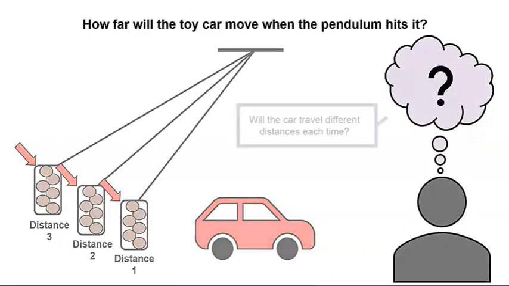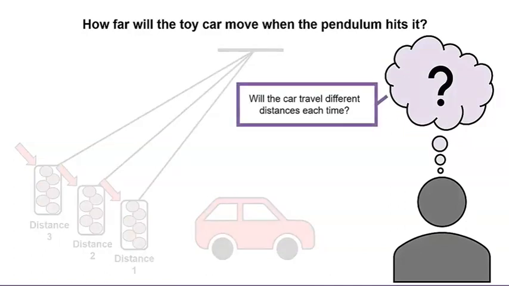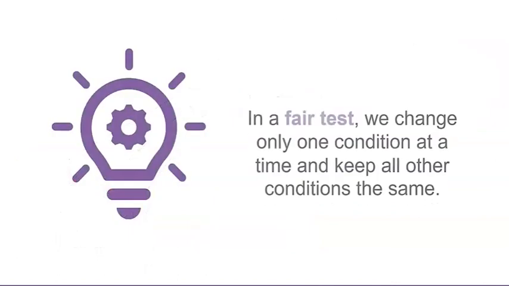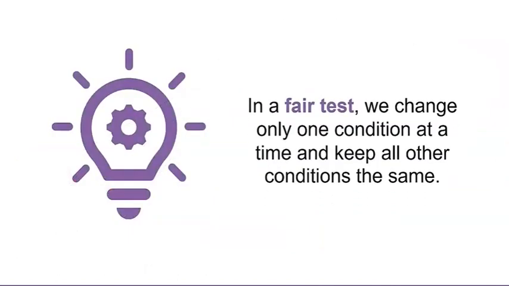I wonder, will the car travel different distances each time? How can we interact with the pendulum and the toy car to make sure we answer our question consistently? We should make sure that our investigation is a fair test. In a fair test, we change only one condition at a time and keep all other conditions the same.